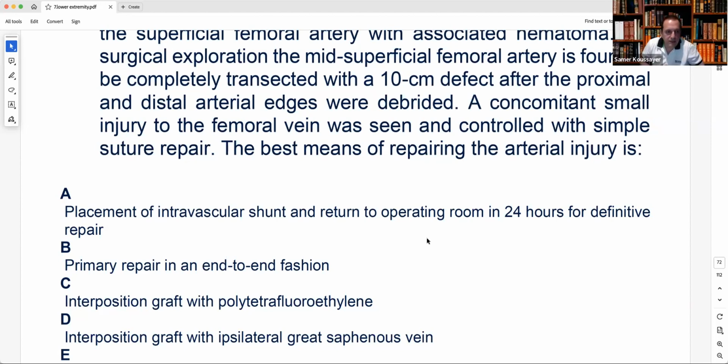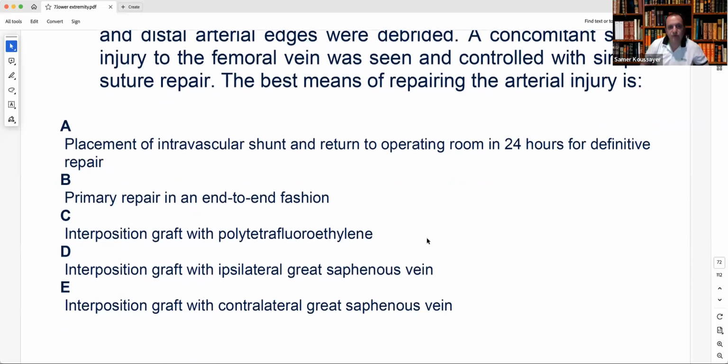All right. So primary repair and the end-to-end, and we said it's not a good option because of the big defect. Interposition graft with a PTFE, of course, we don't do it because of infections. But again, like you said, let's say you don't have a vein, he has a very crush injury, or you have to go very quick. The patient has multiple trauma. You want to do it very quickly. You don't have time to waste to get the vein. You can put a PTFE graft. What's the big deal? And then later on, you can come take it out and put a vein.